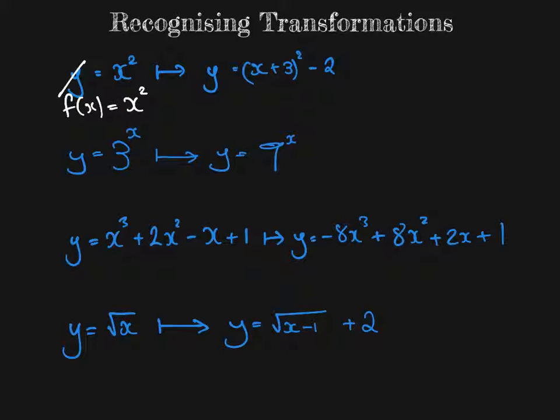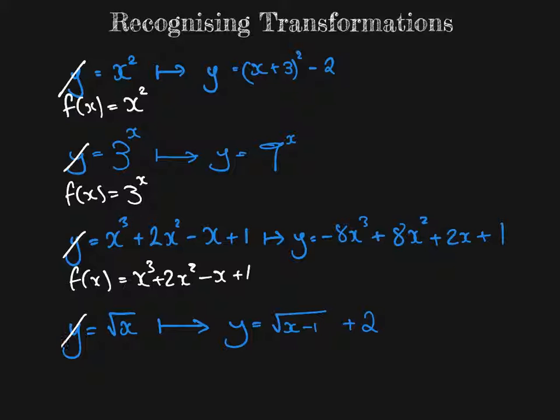So f of x is x squared. f of x is 3 to the x. This is our function that we're starting with. f of x is x cubed plus 2x squared minus x plus 1, and finally f of x is root x. So this function notation is really good for recognising and describing graph transformations. Right, now we need to look at our transformed function and see if we can recognise what's happened.